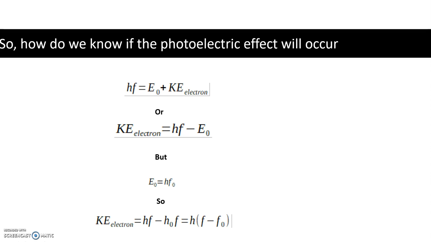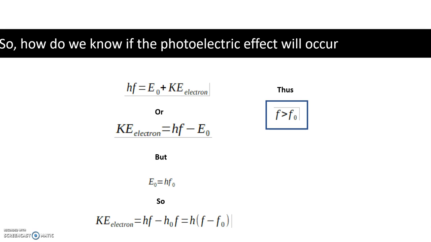But we're talking about kinetic energy here. So you can't have a negative kinetic energy. So if this expression is going to make sense, there's a pretty obvious stipulation on the relationship between F and F sub naught. That is to say, F has to be bigger than F sub naught.